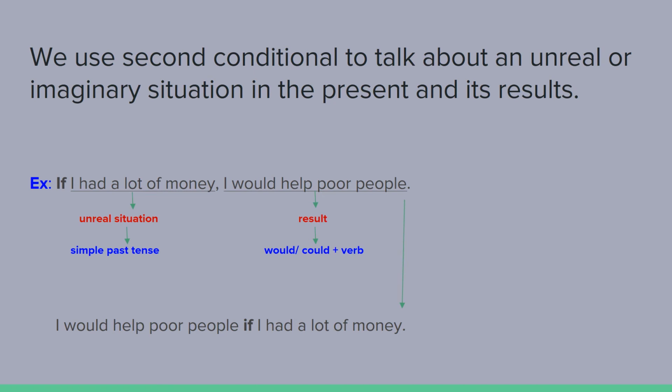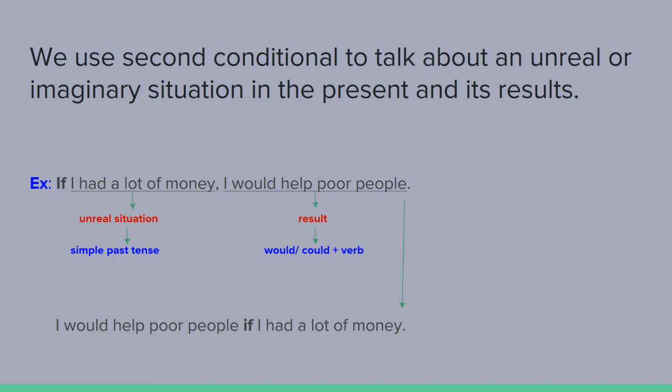This time, as I've said before, the situation is an unreal situation. If I had a lot of money is an unreal situation because right now, in the present, I don't have a lot of money. But if I had, I would help poor people. I would help poor people would be the result of the unreal situation. As you can see, in second conditional, in the situation sentence, we use the verb in simple past tense form. And in the results section, we use the verb as would or could plus verb.